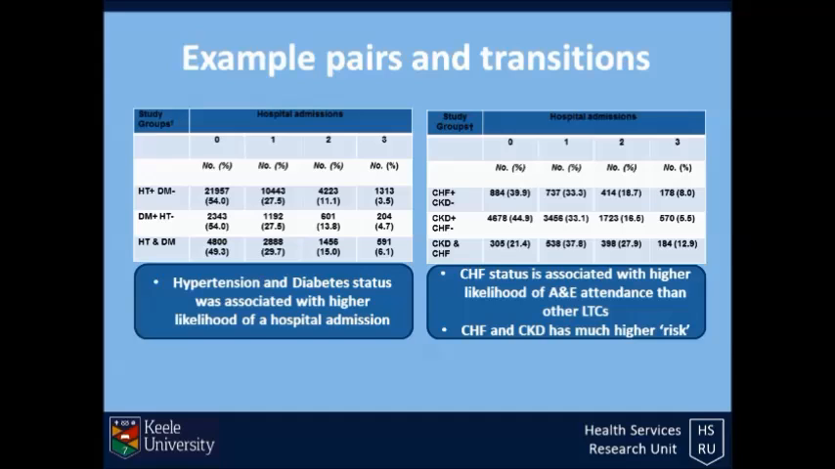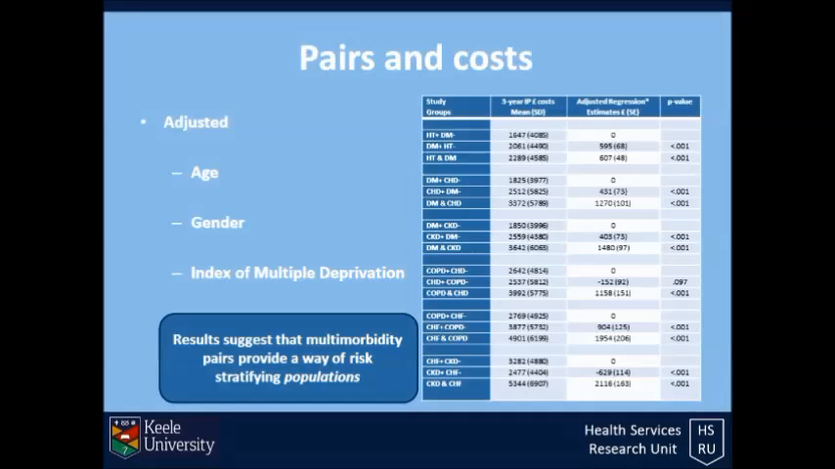So these two slides show you transitions in care over a 3-year time period for specific multimorbid pairs. In the actual analysis, we also then looked at the different multimorbid pairs and the associated costs.